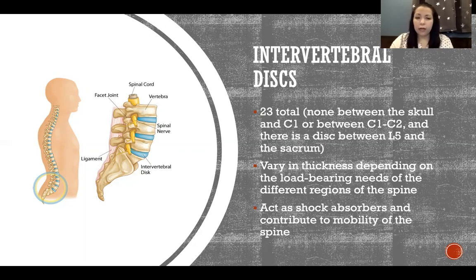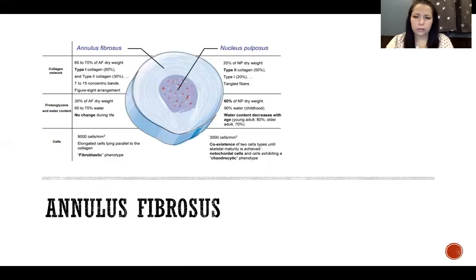So these are cartilaginous joints. They are not synovial. So that means that they can only be amphiarthrotic. They are not diarthrotic. So if you recall, only synovial joints can be diarthrotic. A cartilaginous joint, in this case a symphysis type joint, at best can be amphiarthrotic. So these are amphiarthrotic. They contribute some amount of mobility, but these are not synovial joints.